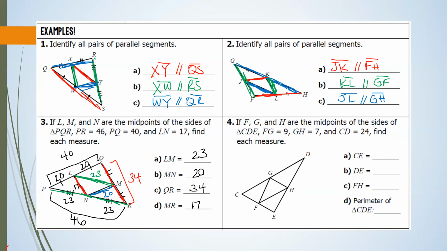All right, try number 4, just do A, B, and C. We'll talk about D once we know these missing pieces. So go ahead and try number 4, part A, B, and C. Try that now.